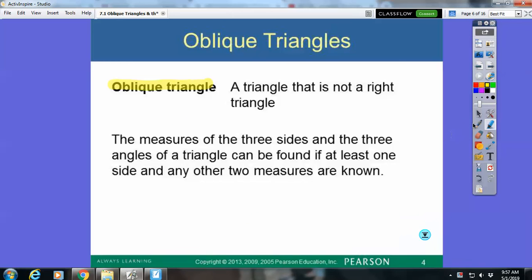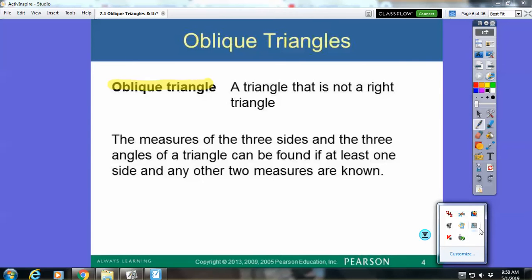The second part you don't necessarily have to write down. That's what we're going to be talking about. But we can always find all three sides and angles if we know at least one side and two other pieces of information, whether that be all three sides, two sides and an angle, or one side and two angles. We can get the rest of the information we need. So really all you need to write down on this side is the definition for oblique triangle.